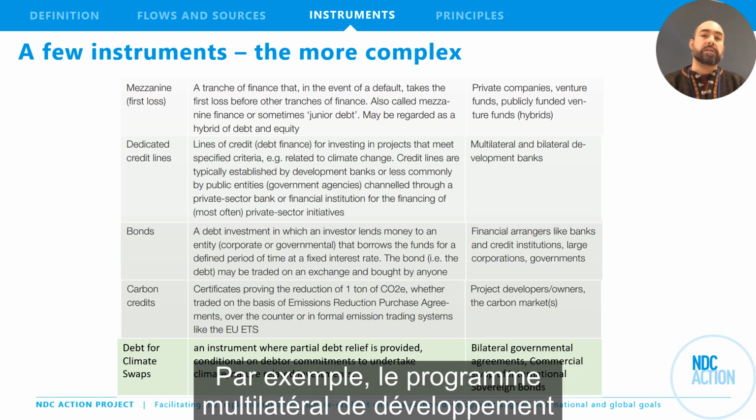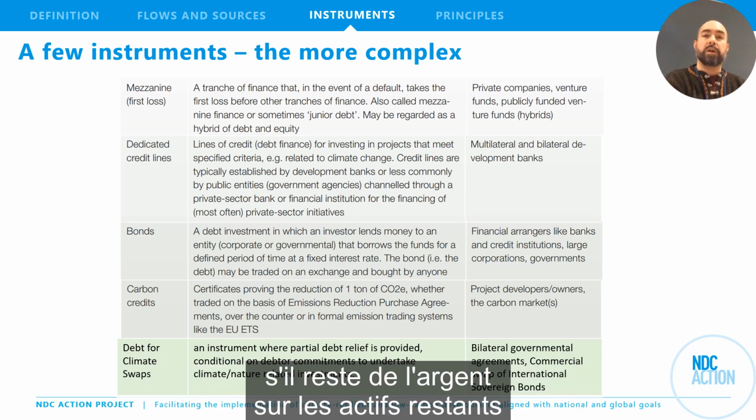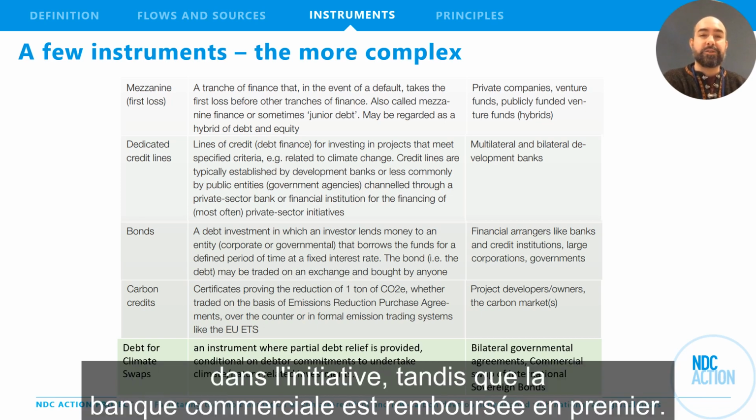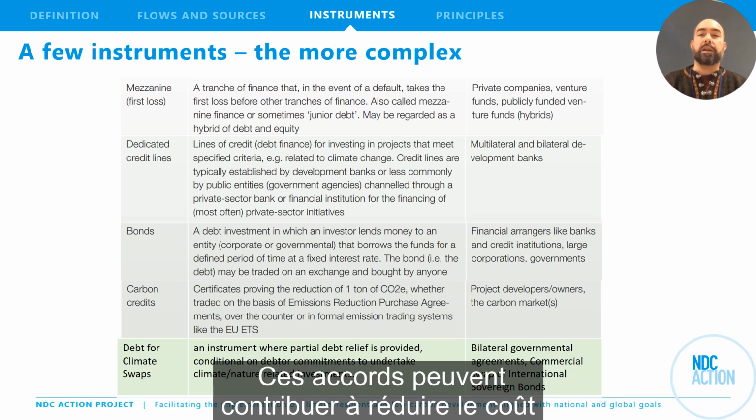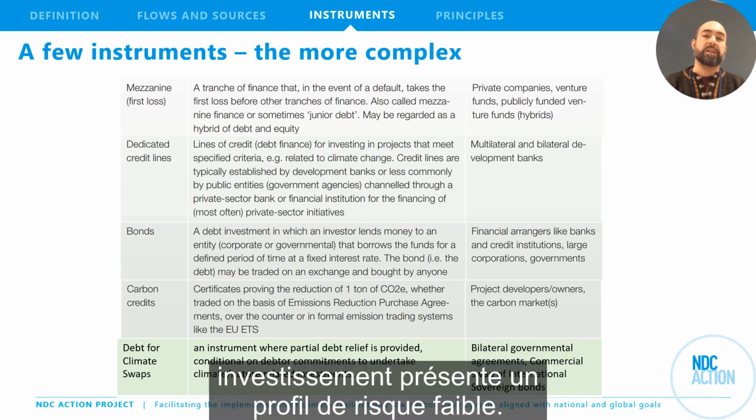And an example could be that if, let's say, the Multilateral Development Bank agrees to be paid back later in case of a default, if there is money left from the assets that are left in the initiative, while the commercial bank gets paid back first, such agreements can help lower the cost of finance for the project by the commercial bank as well, because they see that investment as having a low risk profile.